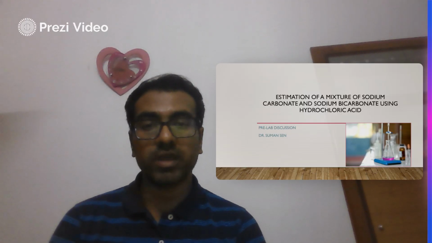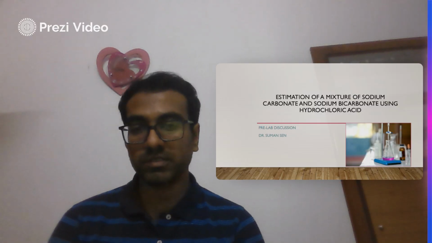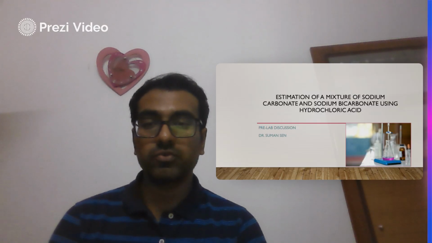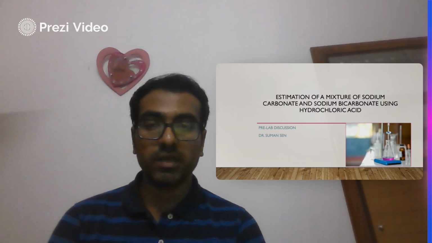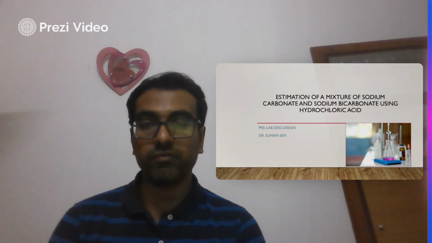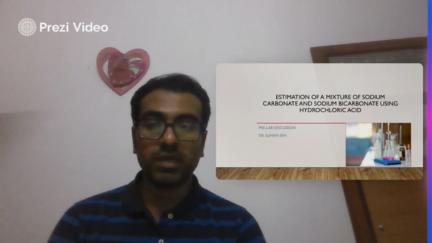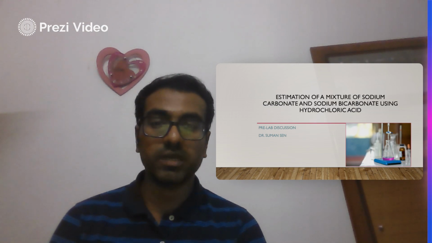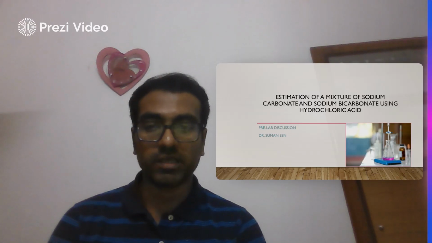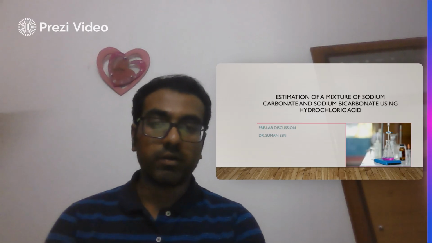So in short, we have some unknown. What is the unknown? That is the mixture of two bases. We want to estimate the individual amount of both the bases by titrating that mixture against some acid. You can use H2SO4 as well, but here we are choosing hydrochloric acid.